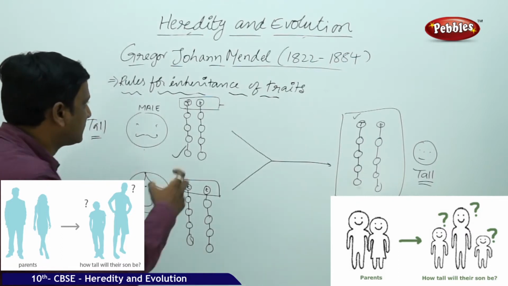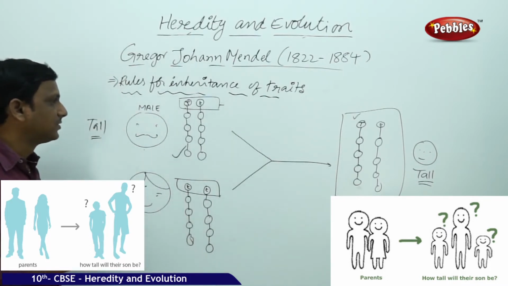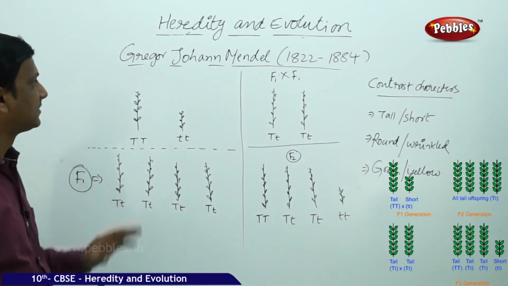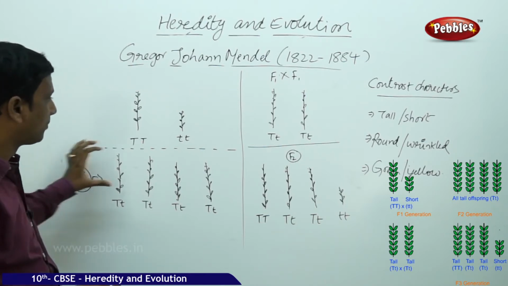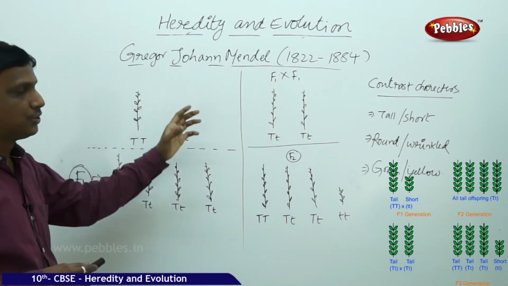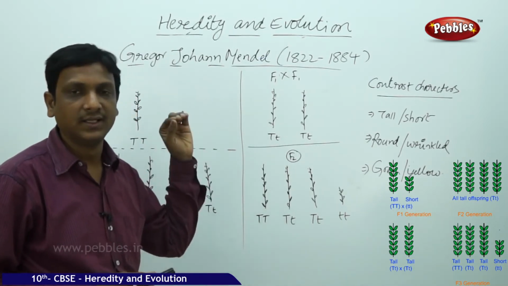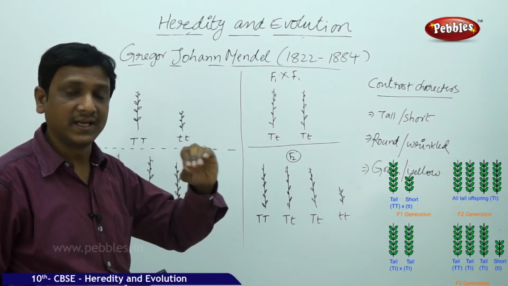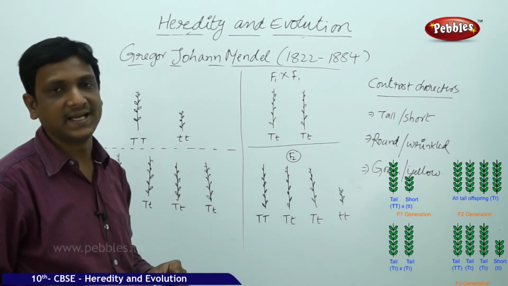So the traits are expressed by a set of genes. Now let us see the experiment that was conducted by Gregor John Mendel. Here we can see two generations, progeny 1 and progeny 2, F1 and F2. I already told you why he selected pea plants: there are some characters which are visible from outside, which we can observe generation to generation, to see what changes happened and how the characters are inherited. Such characters are contrasting characters.